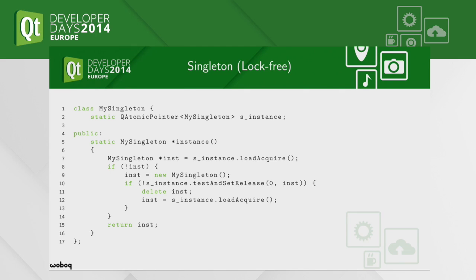So if the first one manages to change from 0 to its new singleton, that will work. That will return true, and then we will continue. But in the case that it failed because it was not 0, because another thread came before and set the singleton, then this will fail, and then we'll be like, oh, we've created this singleton for nothing. Now we'll have to destroy it. So we delete the singleton here, and then we reload the one that was written by the other thread.